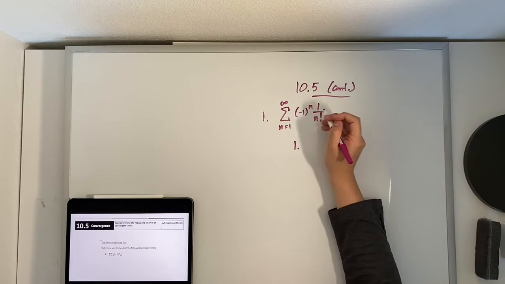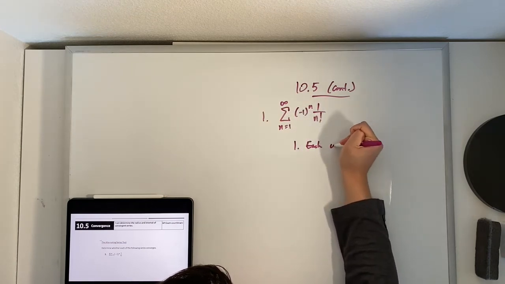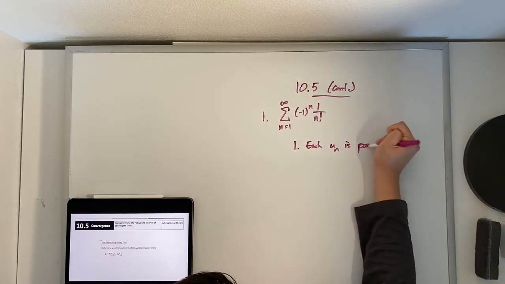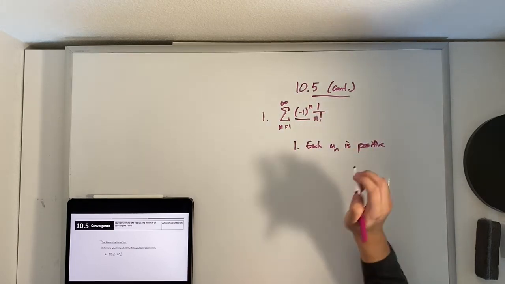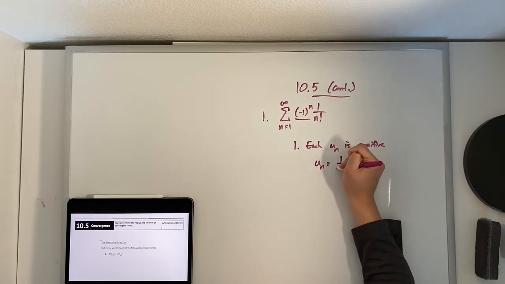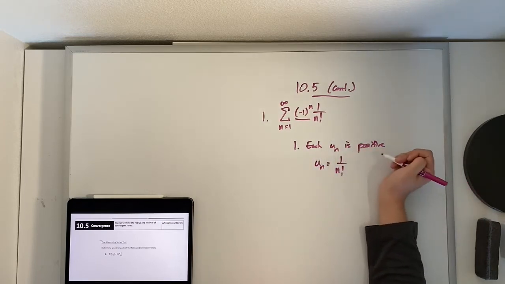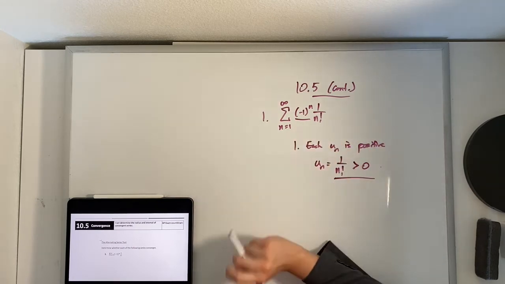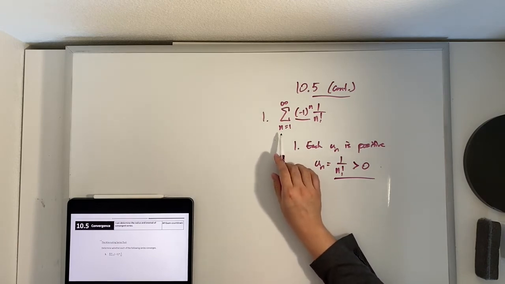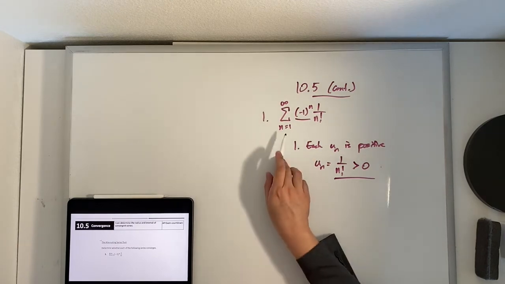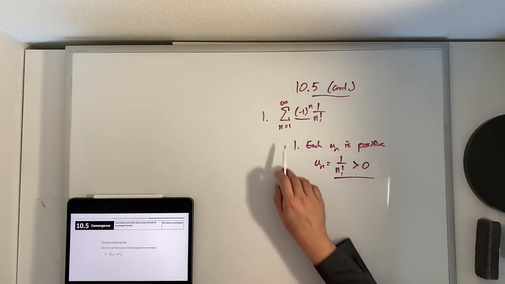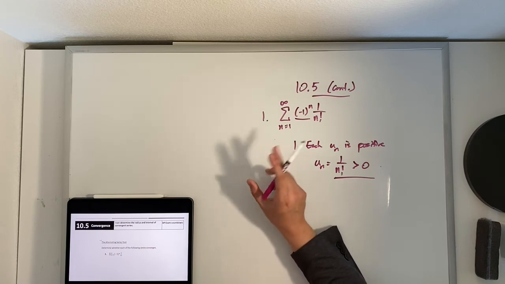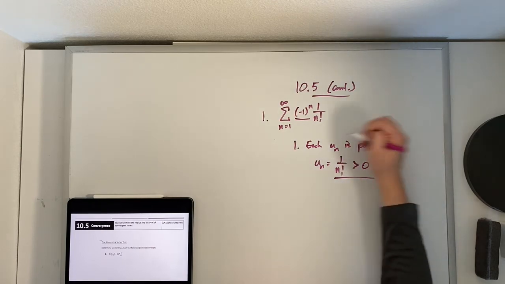Okay. We need to show that each u sub n is positive. So again, that's ignoring this alternating sign. So in this case, u sub n is 1 over n factorial. This is always positive for this particular series. There's no value we can plug in for n that would make this negative, okay? Starting at 1, going to infinity, this value is always going to be positive, whether we're plugging in 1, 10, a million, all the way to infinity. So this is true.